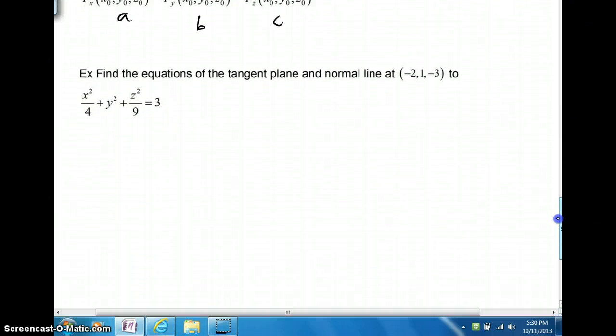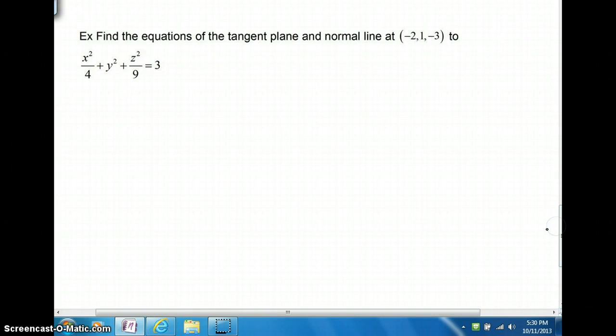Well, let's real quickly finish up just this last problem. Find the equations of the tangent plane and the normal line at a given point, (-2, 1, -3). Well, as always, I just want to point out that really this is, like we had before at the beginning of the lesson, interpreting this as if we had a level surface for a function of x, y, z, setting that equal to 3.